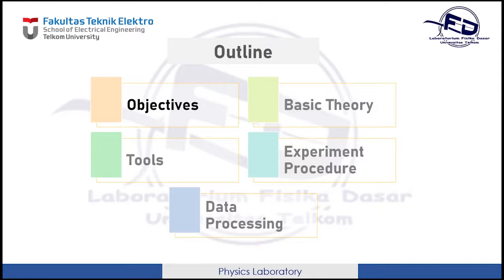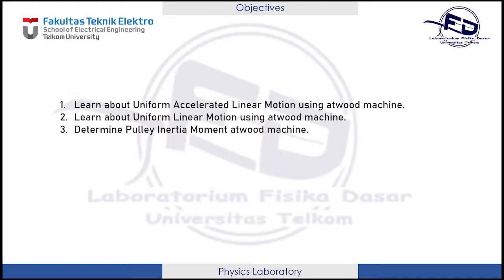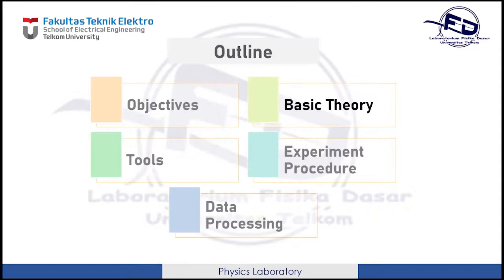First of all, we will see the objective of the experiment. The objectives of the experiment in this material are three, namely: learn about uniform accelerated linear motion using Atwood machine, learn about uniform linear motion using Atwood machine, and determine pulley inertia moment using Atwood machine. Maybe all of you are still confused about what an Atwood machine is. Don't worry, because later we will describe what an Atwood machine is. Next, we will study the basic theory.